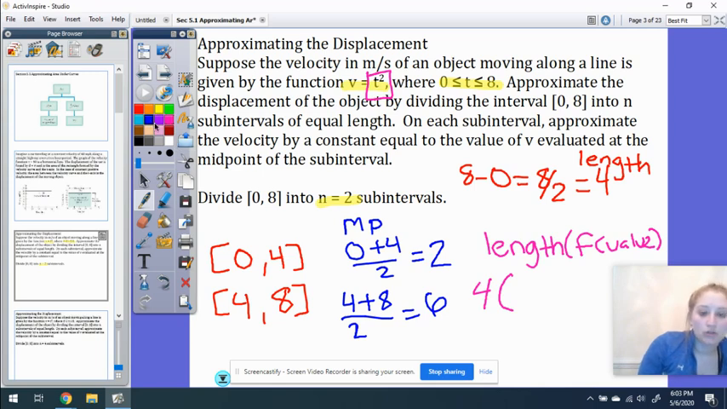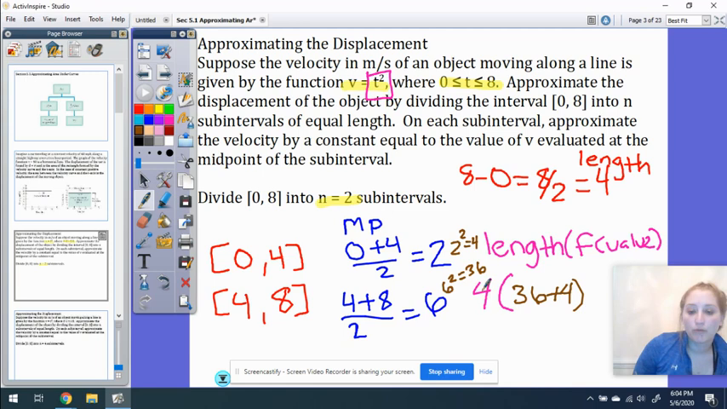So we're going to do, let me switch to this color, 2 squared to give me 4. And we're going to have 6 squared to give me 36. So in my parentheses here, I'm going to add 36 plus 4, and I'm going to do that first before I multiply that by my length. Okay, you could do it individually in this case, but if you do that, you're going to get 160 meters. Okay. All right, now let's see what happens when we take the same problem, but we divide it into more subintervals.